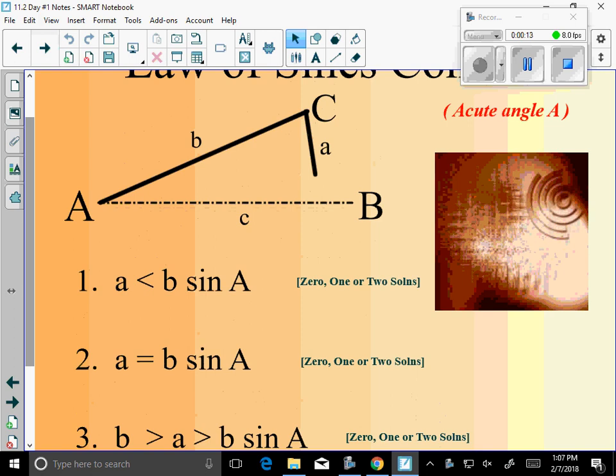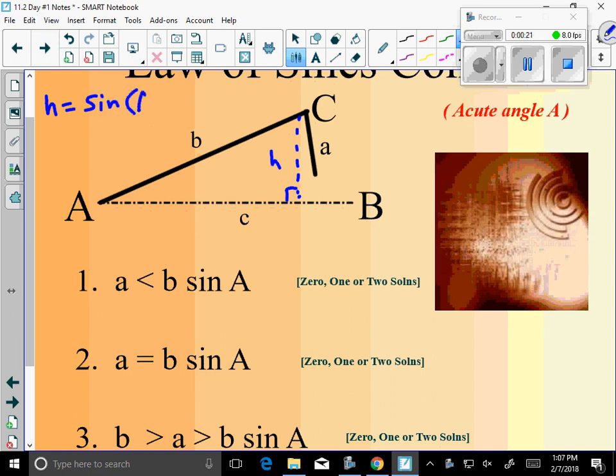Let's imagine this thing we'd call the height, right? We could find that height by taking the sine of A and multiplying it by B. So here's the height. How many triangles would we have if A was less than the height? 0, right? We just have the T-Rex arm. That wouldn't make it. So 0.